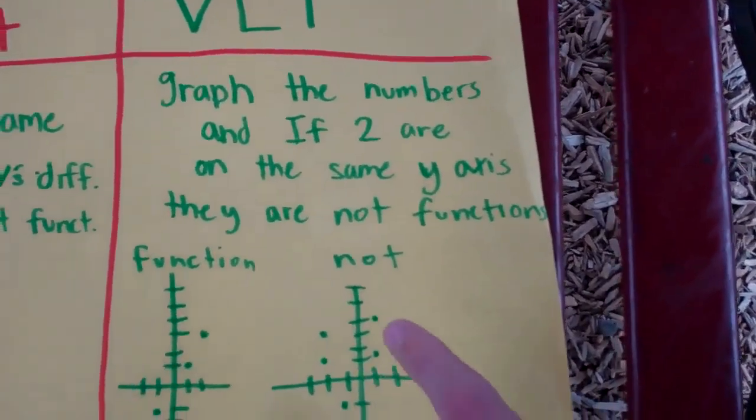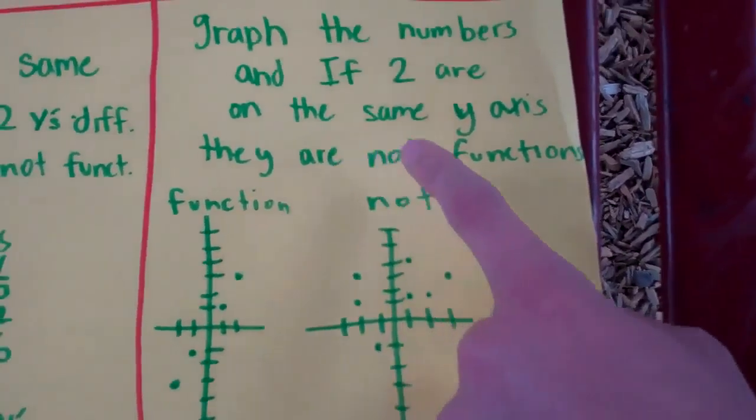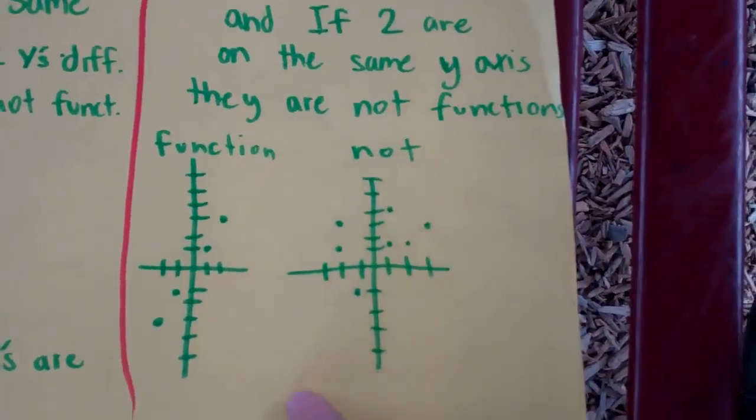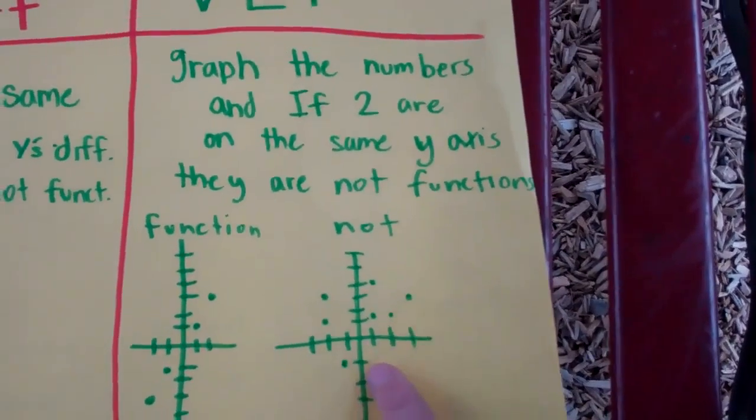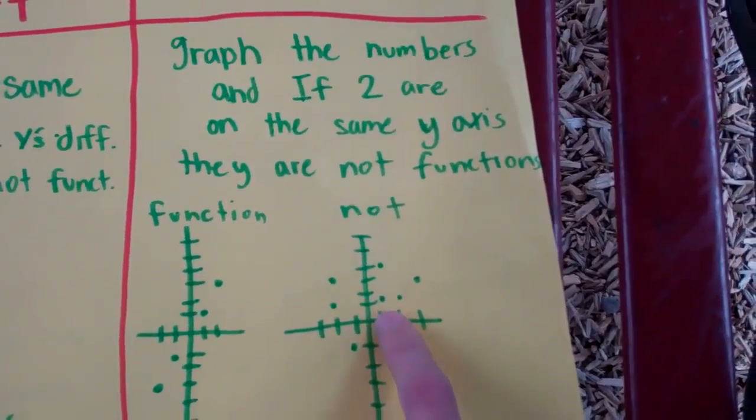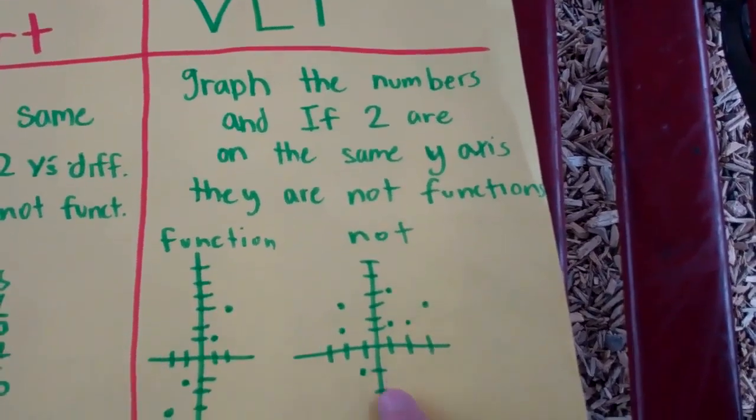For the vertical line test, you simply graph the numbers, and if any are on the same x-axis line, then it is not a function. This is a function, and see, they are on the same y, like these ones and these ones. This is not a function.